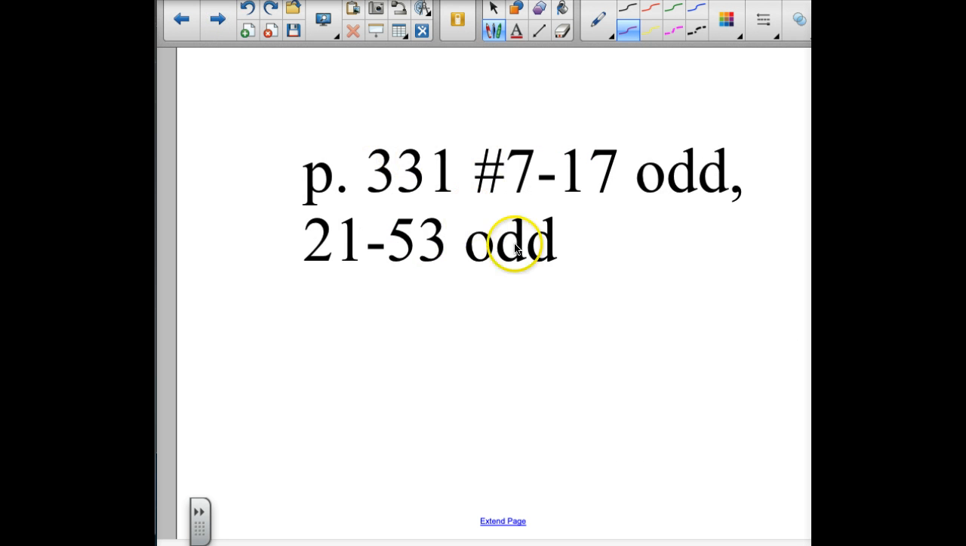There's our homework, page 331, 7 through 17 odd, 21 to 53 odd.